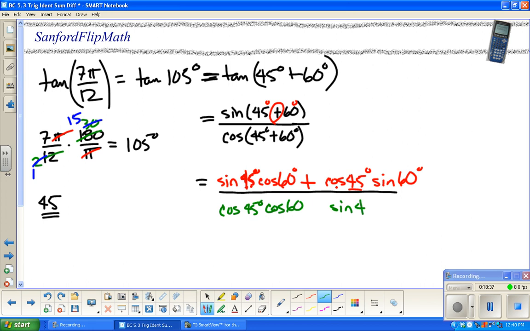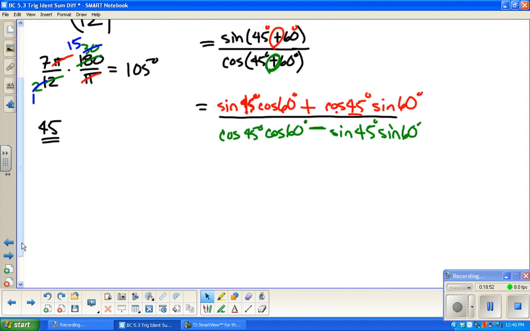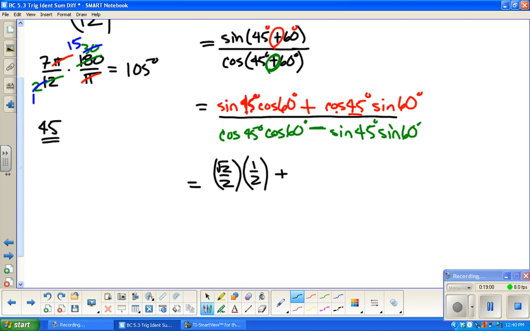So cosine starts with cosine. And remember, it has opposite functions, opposite sign. So if this is plus, this is minus. Okay? Well, at this point, it's just a matter of calculating. Sine of 45, square root of 2 over 2. Cosine of 60 is 1/2. Cosine of 45, square root of 2 over 2. Sine of 60, square root of 3 over 2.